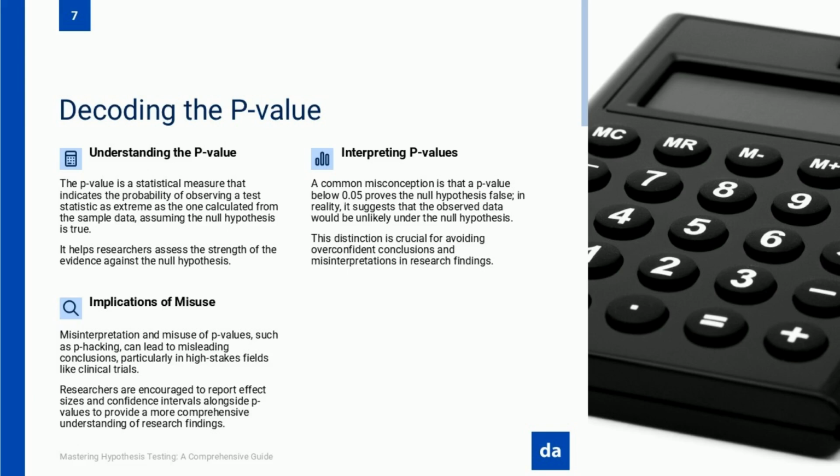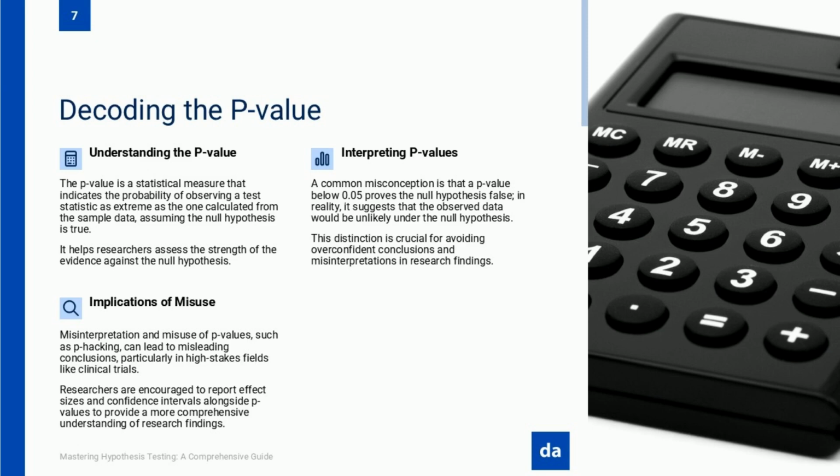The relationship between p-values and confidence intervals provides another perspective on hypothesis testing results. While p-values tell us about the probability of observing our data under the null hypothesis, confidence intervals give us a range of plausible values for the true population parameter. A 95% confidence interval, for example, tells us that if we were to repeat our study many times, about 95% of the calculated intervals would contain the true population value.